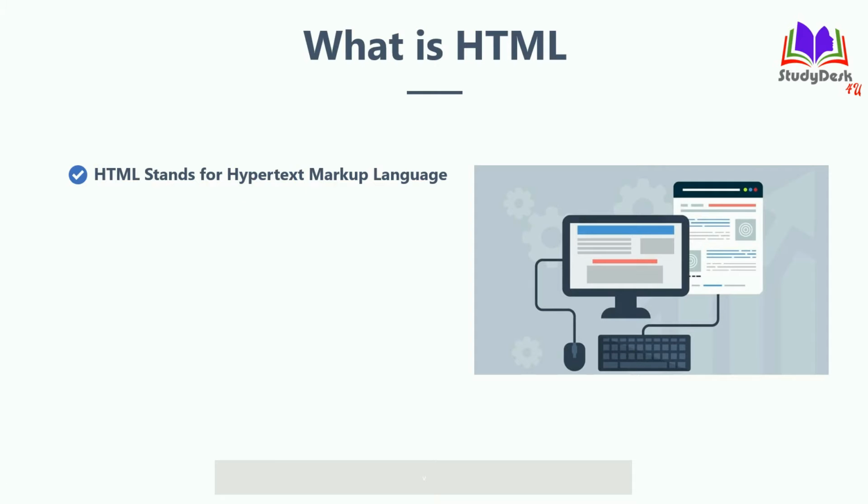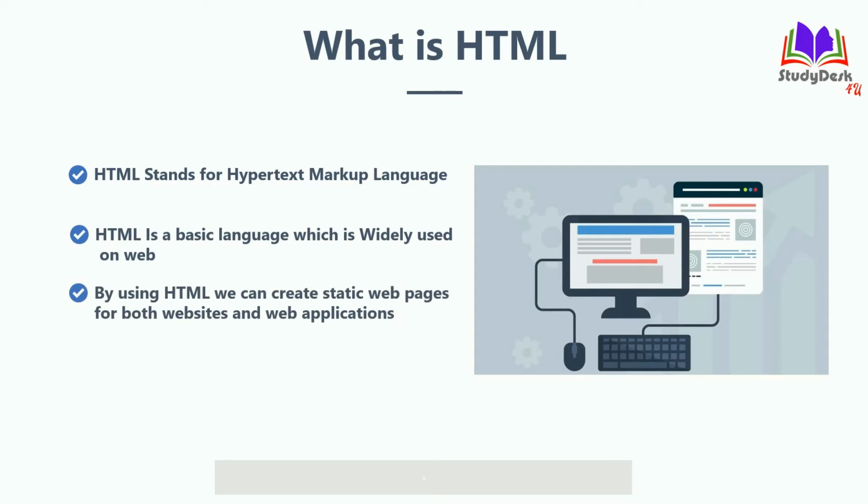Now what is markup language? It is a computer language which is used to apply layout and formatting effects to a text document. Markup language has a set of markup tags which are used to create HTML documents or web pages. So basically HTML is a markup language which is used to create attractive web pages with the help of styling, which look in a nice format on a web browser. HTML is a basic language which is widely used on the web. By using HTML, we can create static web pages for both websites and web applications.